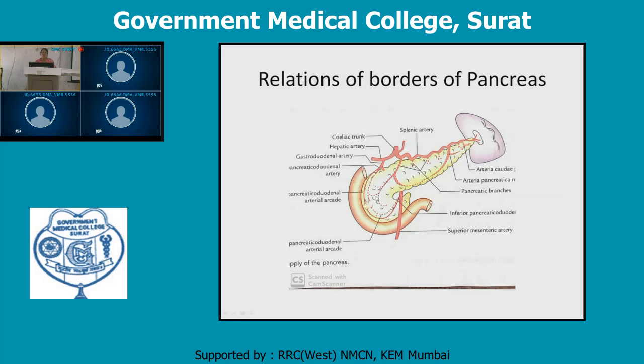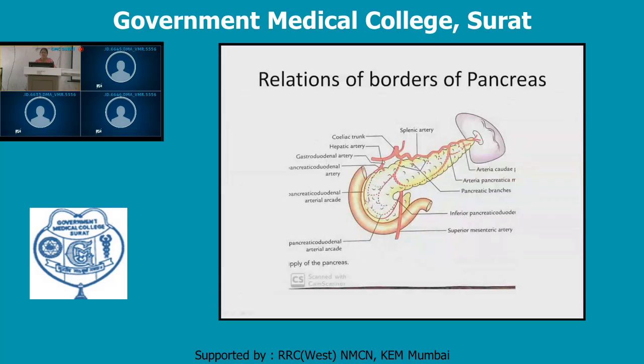So we would like to see the relations of the 3 margins, and the blood supply of the pancreas, very easily by this diagram. If you remember this diagram, you can remember the relations of the 3 borders of the pancreas. The upper border is related to the first part of the duodenum, you can see, the right lateral border to the second part, and the inferior border is related to the third part of the duodenum. This first part of the duodenum overlaps the head of the pancreas.